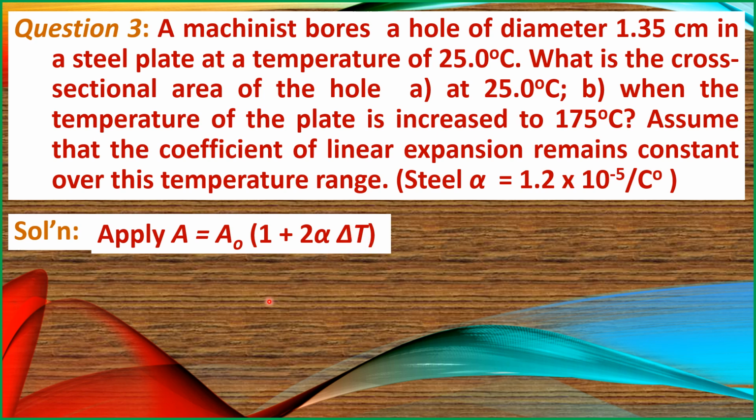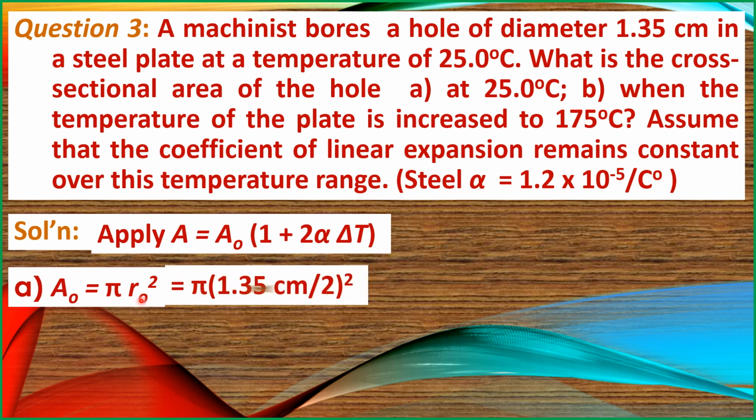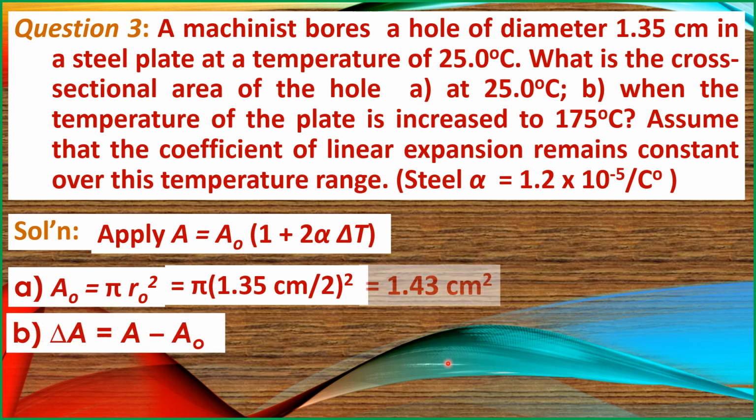So, in answer to letter A, we first determine the value of the initial area of the hole, A naught, using the formula for area, pi r squared. So pi multiplied by 1.35 centimeter divided by 2 because this is the given diameter initially, right? Then we get the square, and what we get is A naught equal to 1.43 centimeter squared.